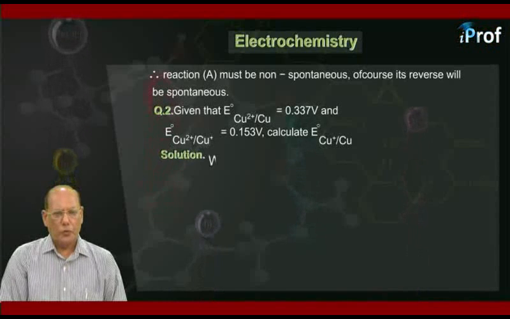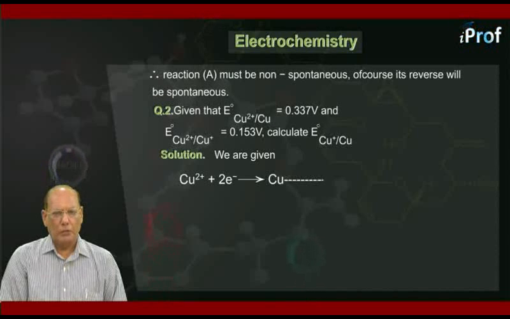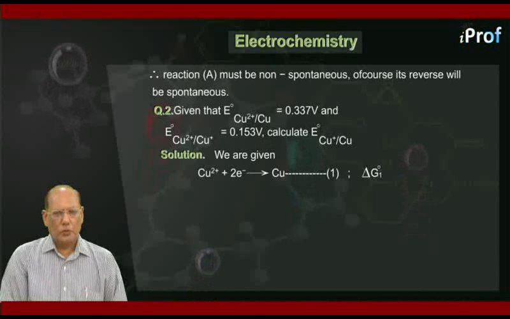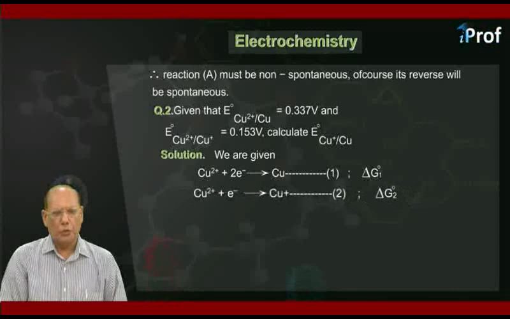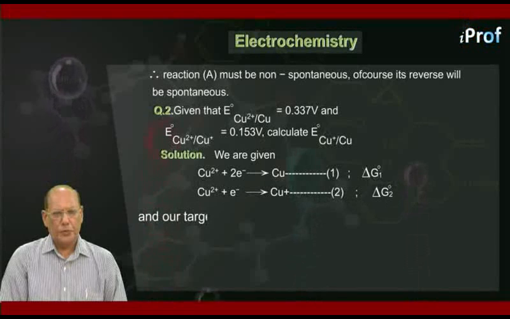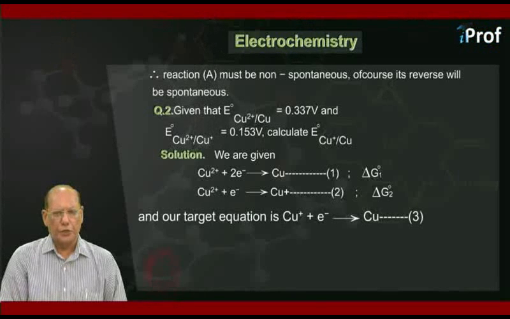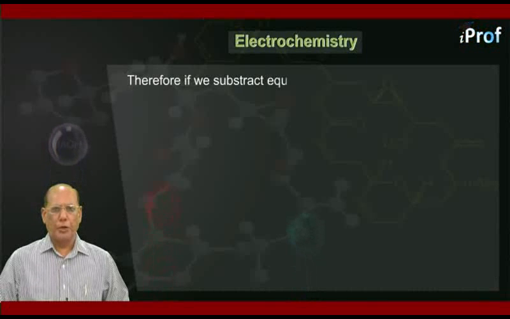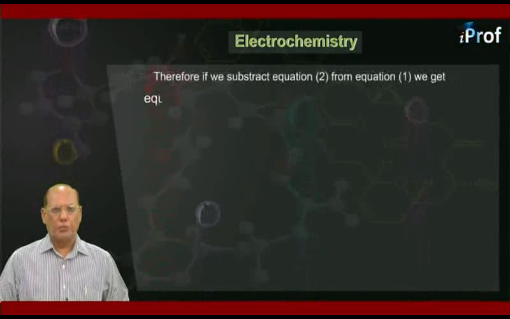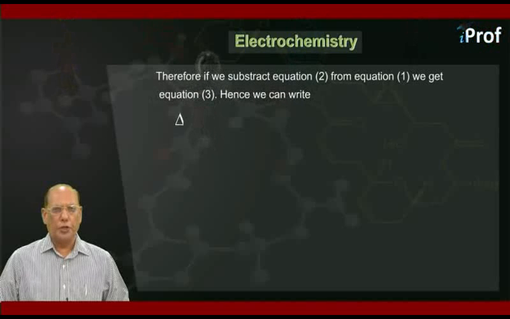The solution is, we are given Cu2+ plus 2 electrons giving Cu, number 1, and let its standard free energy change be delta G1 naught. Similarly, Cu2+ plus electron giving Cu+, number 2, and the corresponding change is delta G2 naught. And our target equation is Cu+ plus electron giving Cu, mark it as number 3, and the corresponding standard free energy change, let it be delta G3 naught. Therefore, if we subtract equation number 2 from equation number 1, we get equation number 3. Hence we can write delta G3 naught equal to delta G1 naught minus delta G2 naught.